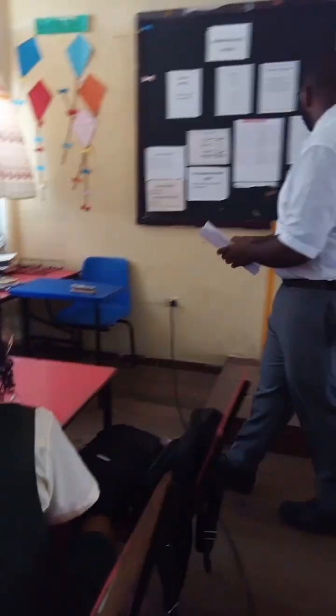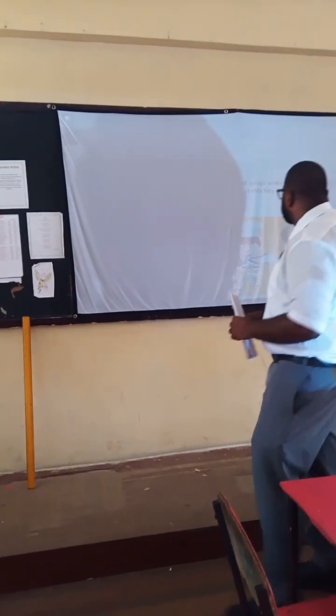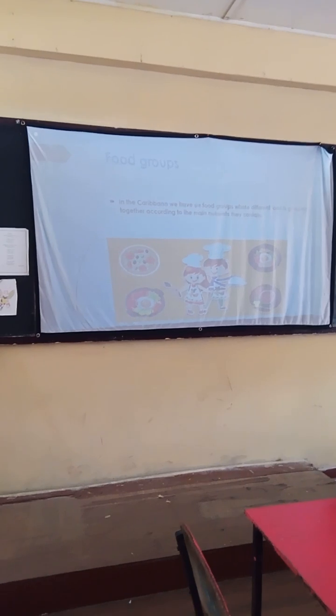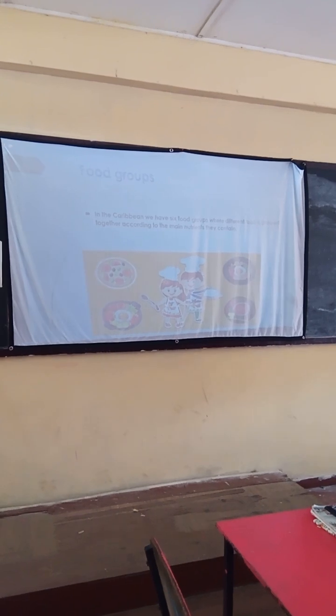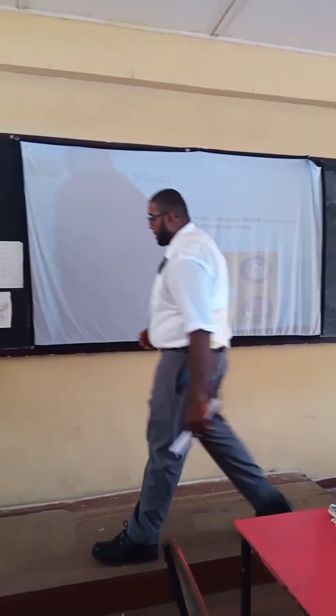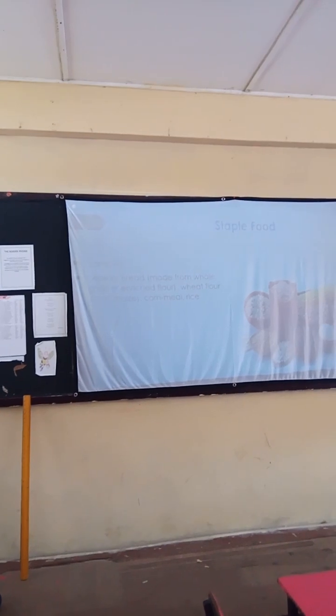So, as we go into today's lesson, in the Caribbean, we have six food groups. We have six different food groups, and they are grouped together according to the main nutrients they contain. So, under the first one, we have staples. Staple is the first food group.